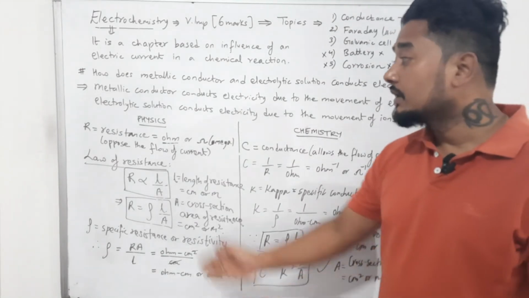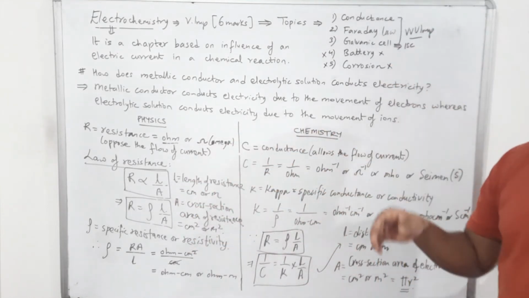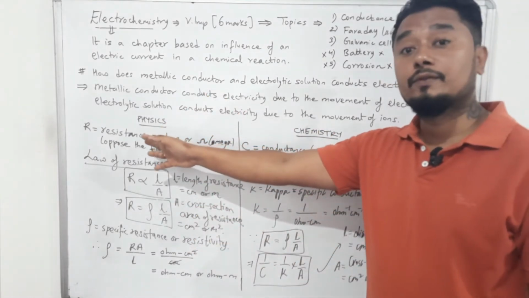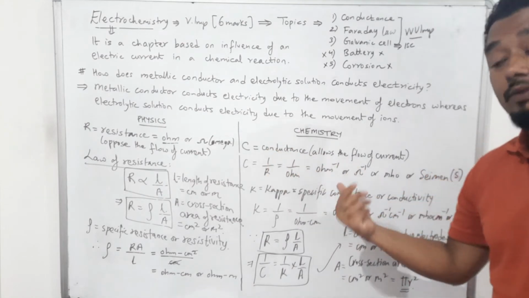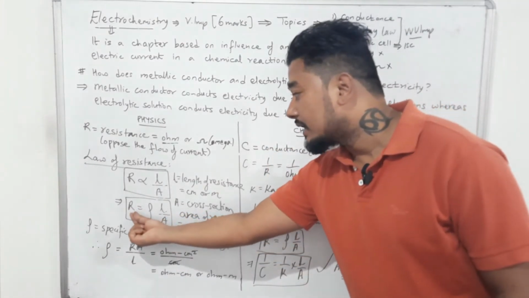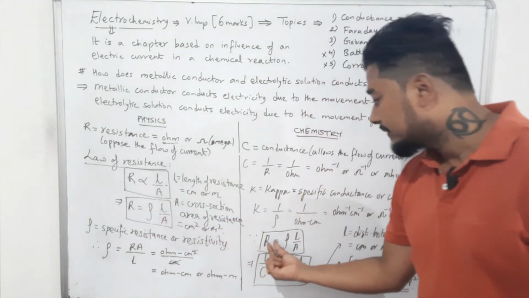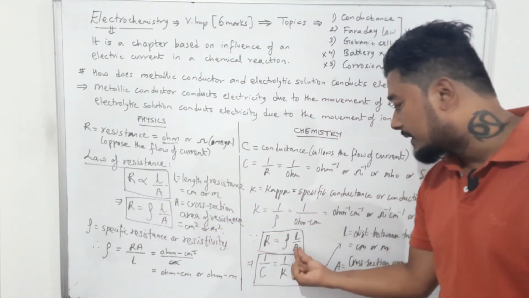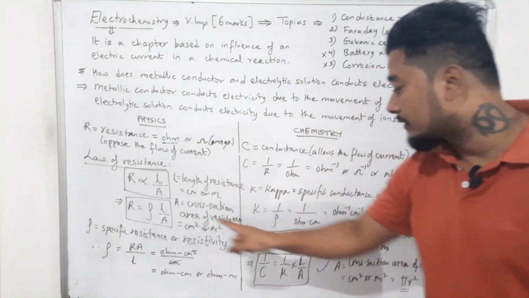Also you all understood. So from physics now we are entering into chemistry. In physics, resistance opposes the flow of current. In chemistry, conductance allows the flow of current. Now this formula I am writing from physics: R is equal to rho L by A. I have copied it same to same from here.